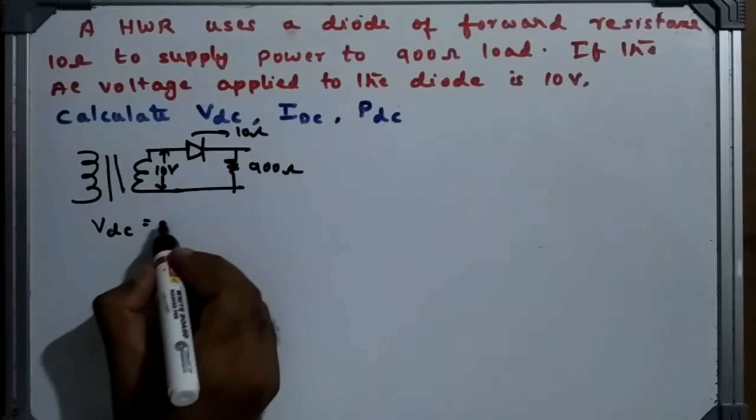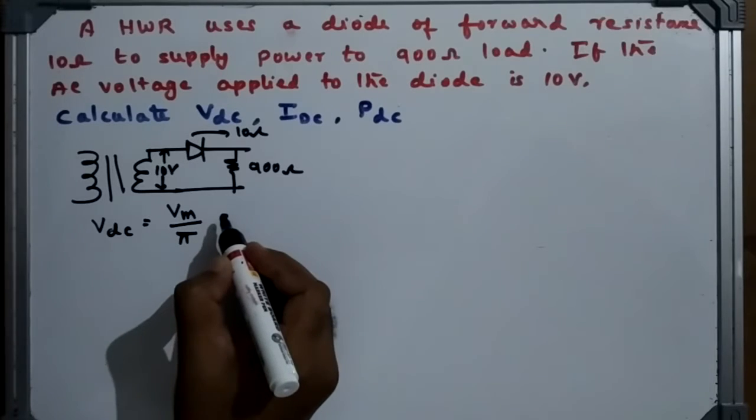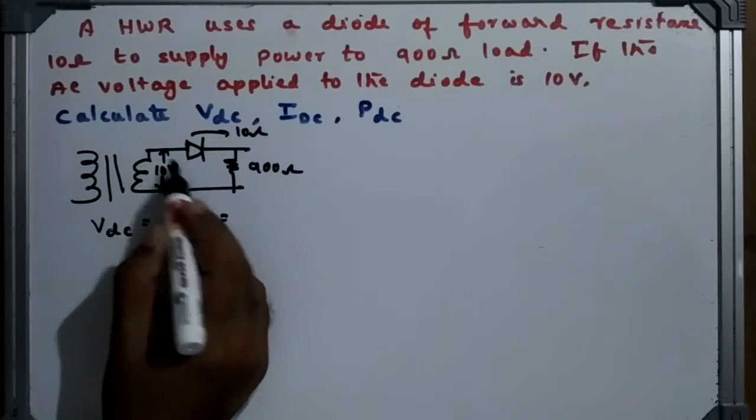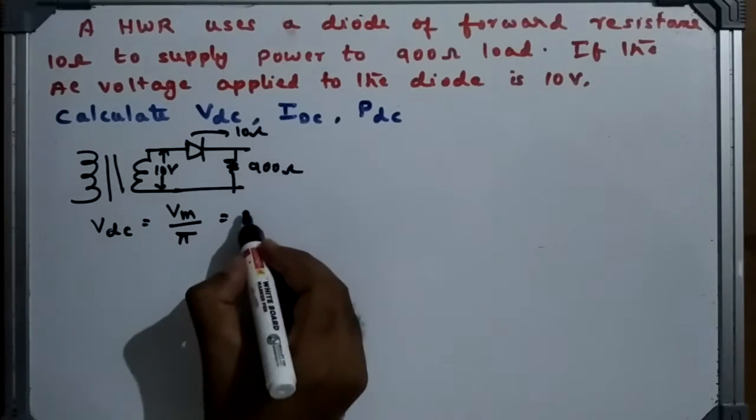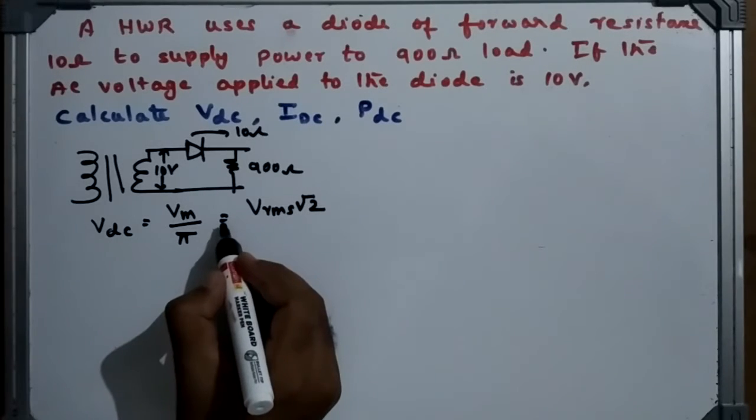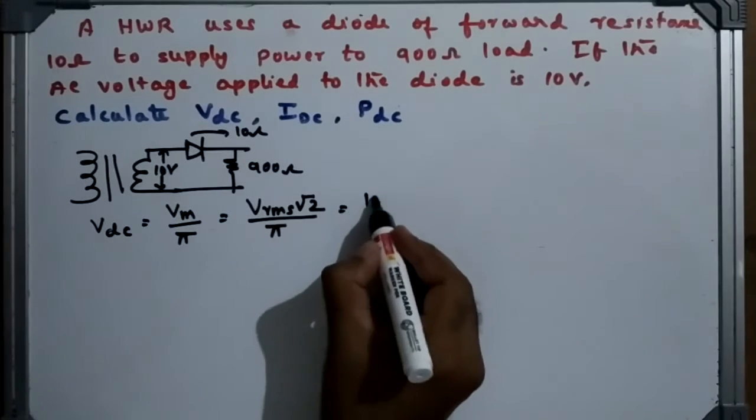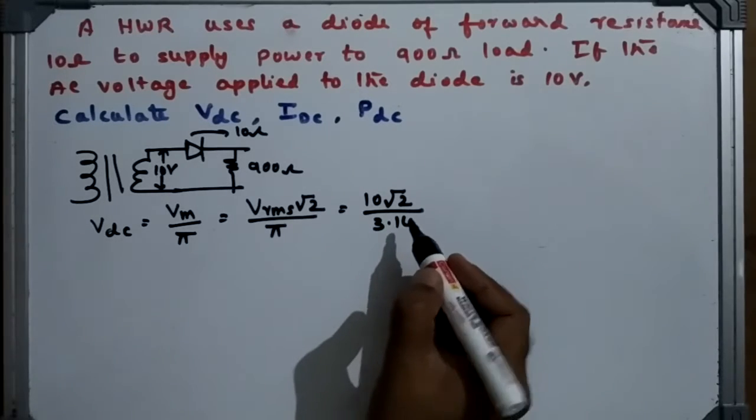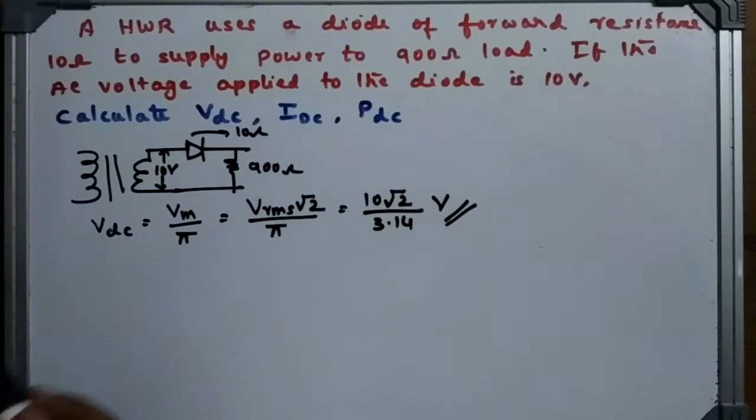So VDC is equal to Vm divided by pi. This 10 volt is the RMS voltage, not the peak voltage. Vm is the peak voltage. So how do you get the peak voltage in terms of RMS voltage? Vrms into root 2, divided by pi. So this is equal to 10 root 2 divided by 3.14. This much is the volt. This is the DC voltage.